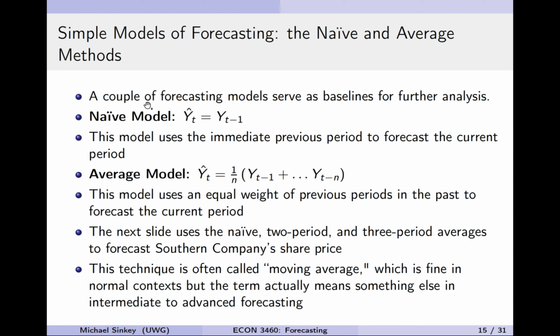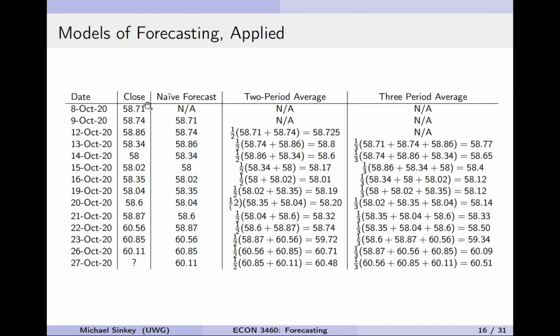In the naive model, the forecast for today is the data from the previous period, and in the average model, the forecast for today is an average of n previous periods in the past, where 1 over n, you can think of that as a weighting factor. So if there are 3 periods, then each period counts for a third of the new forecast. And so this is an equal weighting. And so you can take a look at this method.